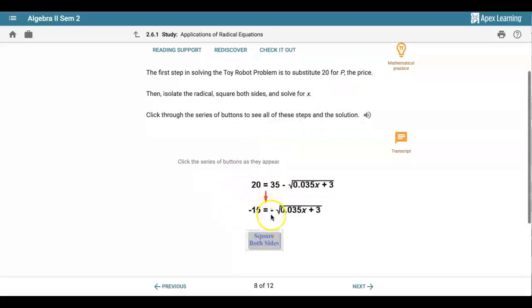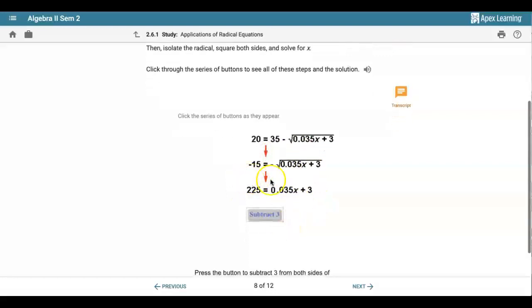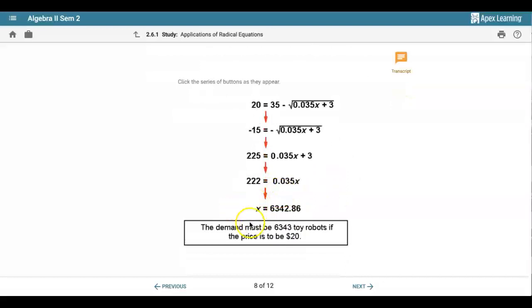So subtracting 35 from both sides. Squaring both sides, remember, when you square a negative, it becomes positive. So I'm left with 225 equals this binomial here. I'm going to subtract 3 to get X by itself. Divide, and I'm left with X equals 6,342.86. So the demand must be 6,343 toy robots if the price is to be $20.